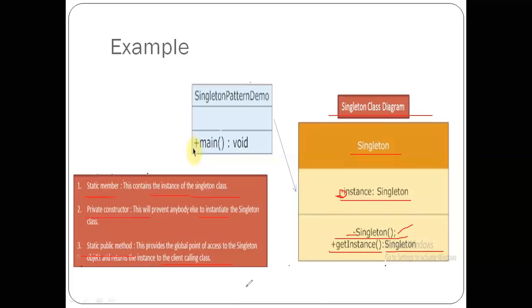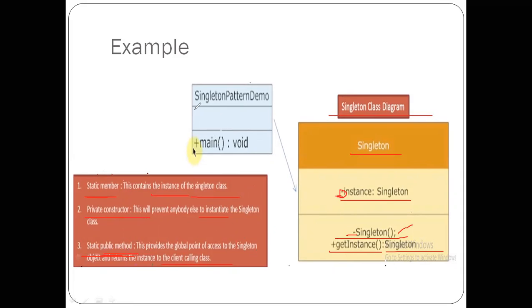Next time it just returns the same object, that's it. We can't modify the data, right? So that's why it is a static public method. Which kind of method is it? It is a static public method here, right?